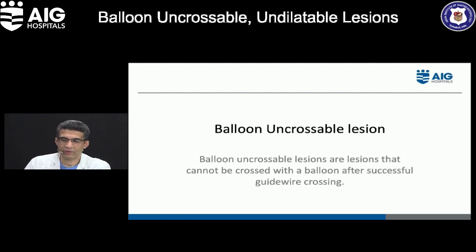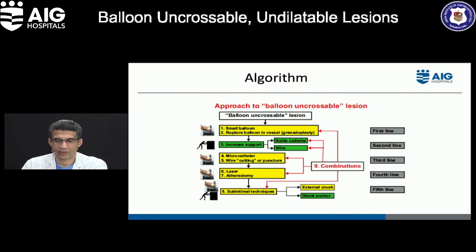If we look at the definition, an uncrossable lesion is basically a lesion that has been crossed by a guide wire, but the balloon has not crossed. This fundamentally differentiates it from a CTO, where crossing the lesion with a wire is a great challenge. But a balloon uncrossable lesion is where the wire has comfortably gone in, but after that no hardware is crossing that particular lesion. How do we go ahead?